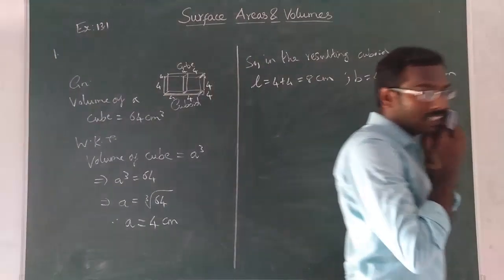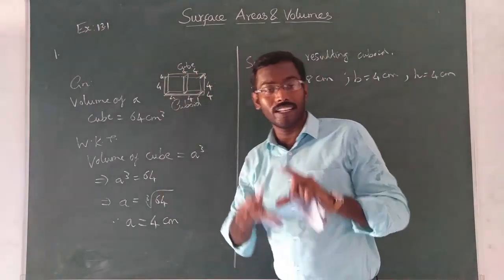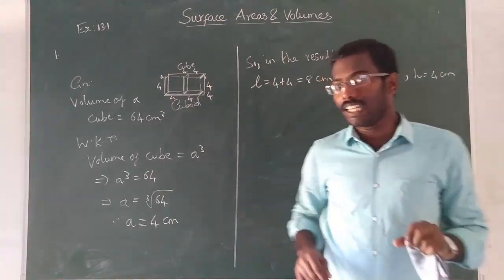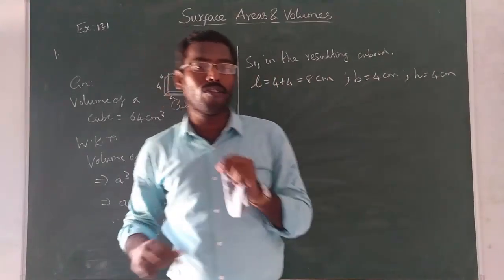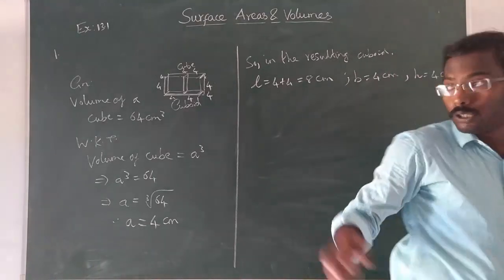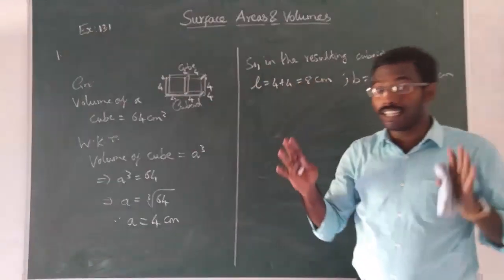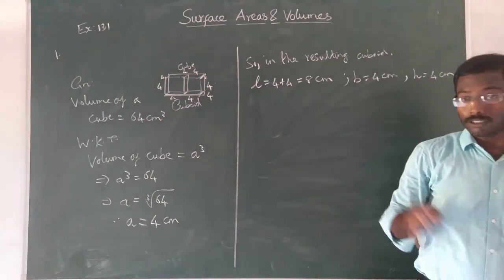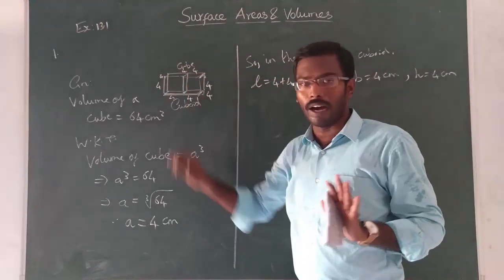So surface area in this case, this is a full cuboid, so we have to find the total surface area. Generally in the question they will not mention whether you have to find TSA or CSA. You have to see the rough diagram, imagine, and apply the suitable formula based on the shape given. So in this shape, this is a full cuboid.